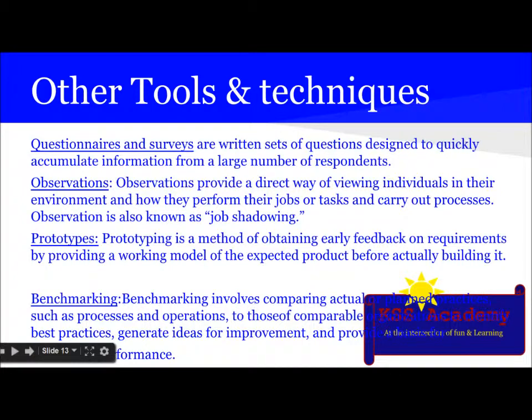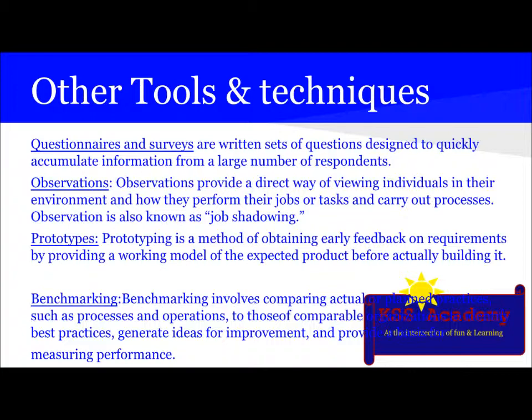Other tools and techniques are questionnaires and surveys, observation, prototypes, and benchmarking. Questionnaires are written sets of questions designed to quickly accumulate information from a large number of respondents. Observations, also known as job shadowing, provide a direct way of viewing individuals in their environment, how they perform their jobs or tasks or carry out processes.